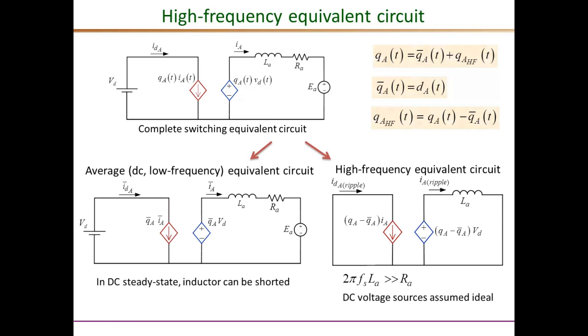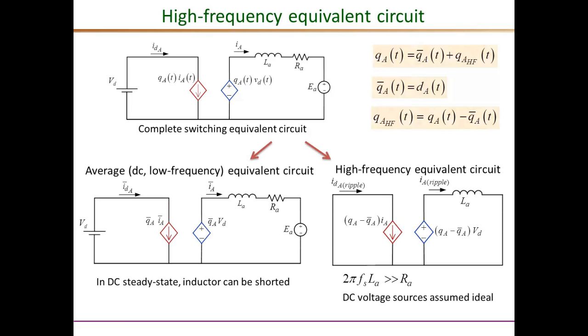But what we are interested in to get the switching frequency ripple is the high frequency equivalent circuit, as shown here. The first thing to note is that the turns ratio for the transformer is the second part, the Q high frequency part, which is nothing but the complete Q minus the average Q. This current source is this turns ratio times the secondary current, and this voltage source is the same turns ratio times the primary side voltage. That is the first change.